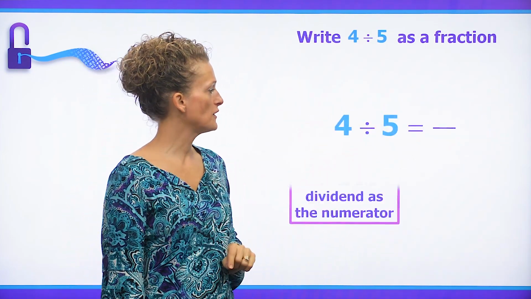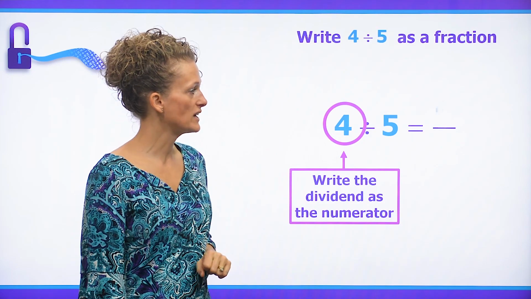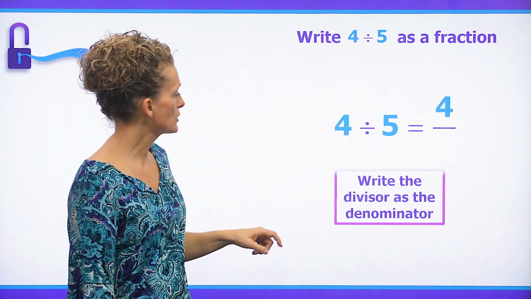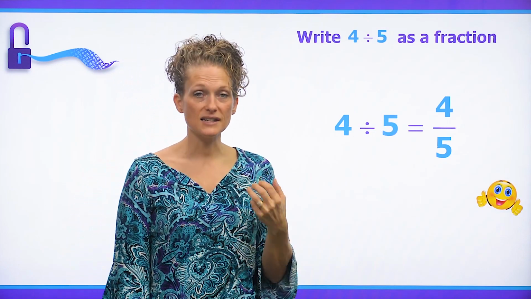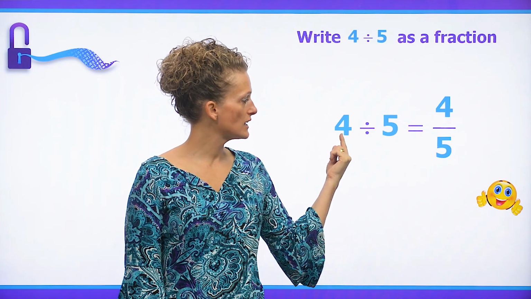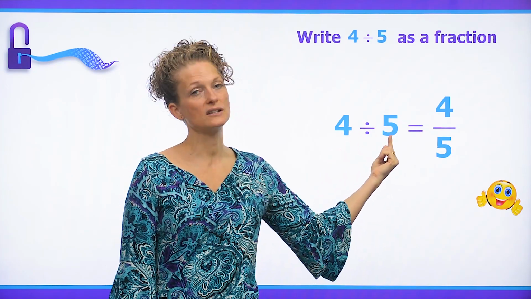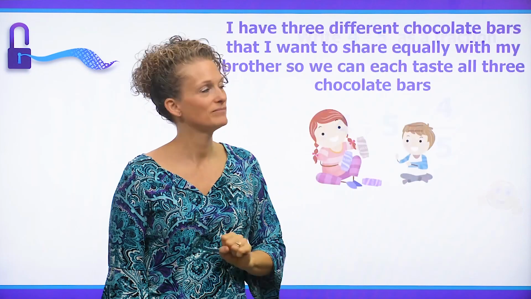So 4 divided by 5, this is our dividend, so we're going to write that as our numerator, and then we're going to write our divisor as our denominator. So you can see, as I said before, that the numerator does not have to be a 1. You always take the dividend divided by the divisor, and you get your fraction, all right?